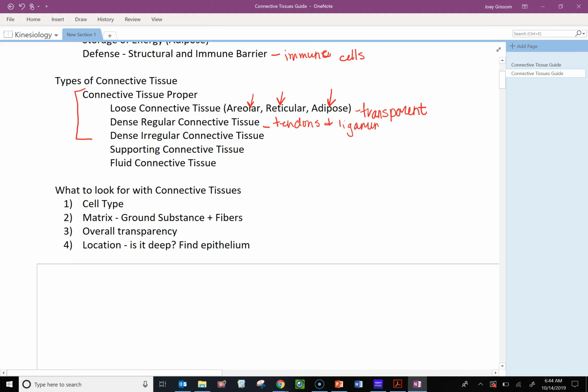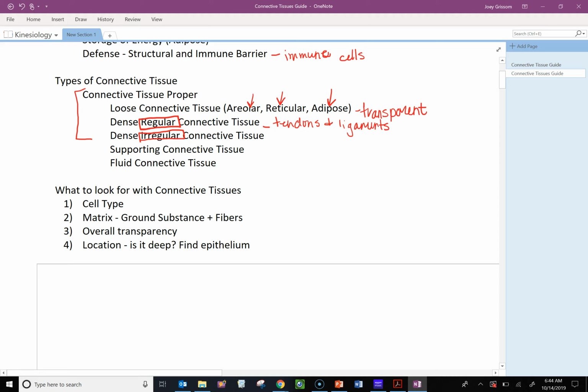These particular types are going to be much more structured. Regular here means that it's consistent and repeated, so you're going to see a pattern to it. That varies from dense irregular, where you're going to see less of a pattern, but similar structures in that you've got lots and lots of supporting tissue, lots of collagen, that kind of thing.